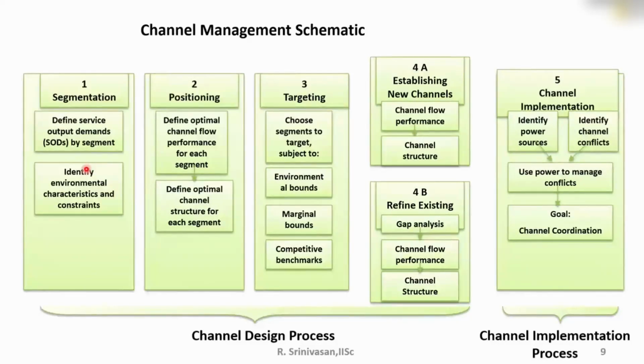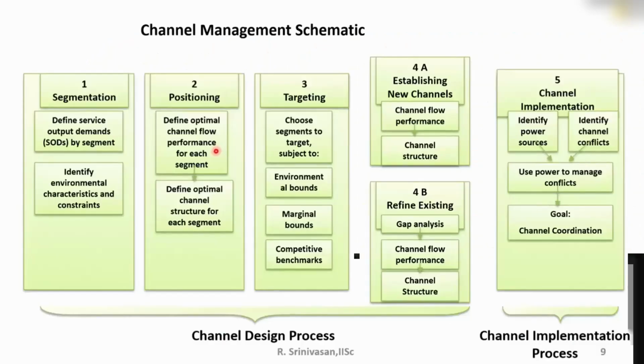The second part of channel management is the positioning, where you define the optimal channel flow performance for each segment. For each segment, what should be the optimal channel flow performance? Then, when you are able to define that, you can also give what should be the optimal channel structure for each segment. You may be looking at different segments. One could be a youth market, another could be a middle-aged market, or an elderly market, depending on the type of product you are doing.